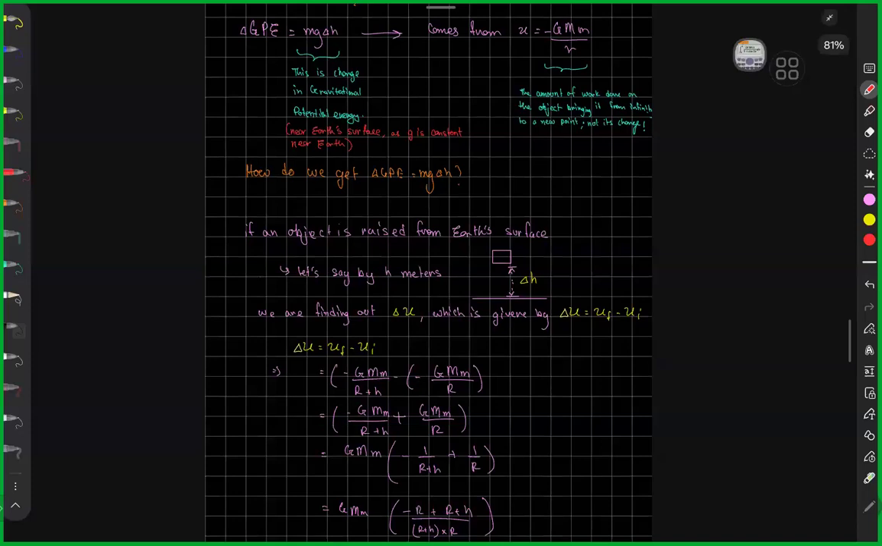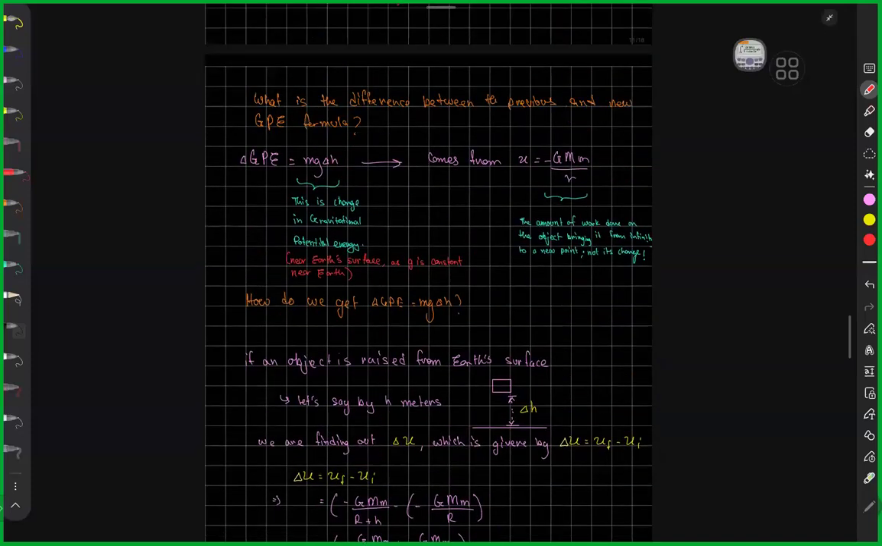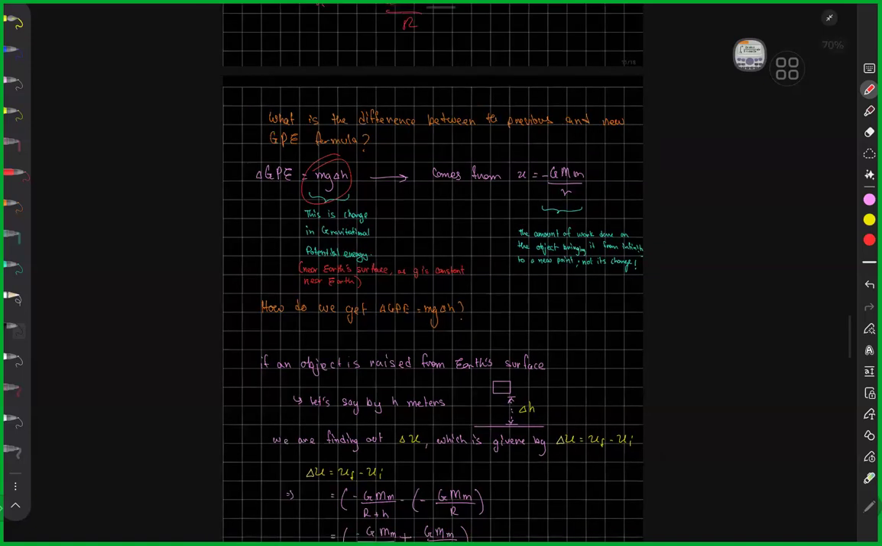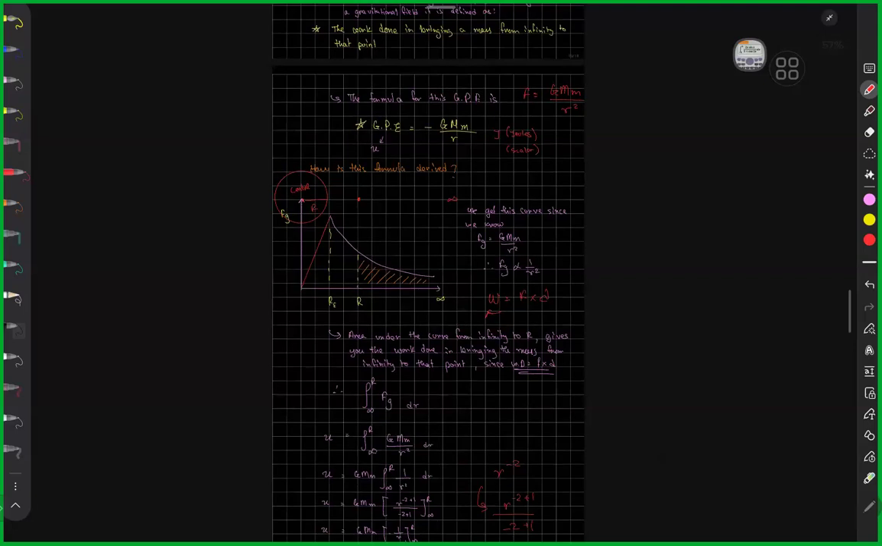Now, the other formula. You will now ask me, I mean, you're not, but I'm still saying it. mgh, where does this come from? This is also a valid equation. This is not an invalid equation. When they ask you why GPE is negative, because negative work is done in bringing an object from infinity to a defined point. So that is one thing you can say.